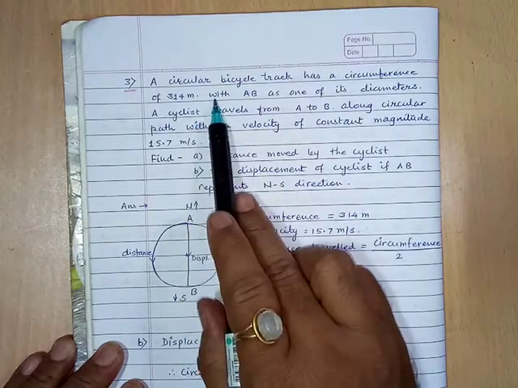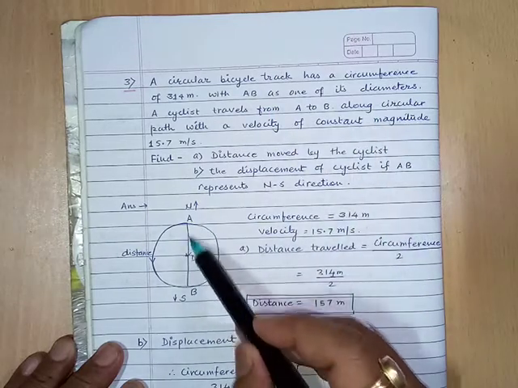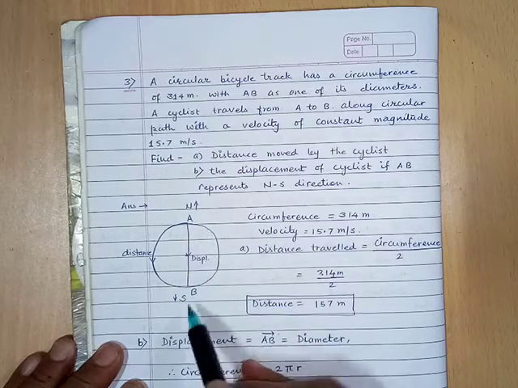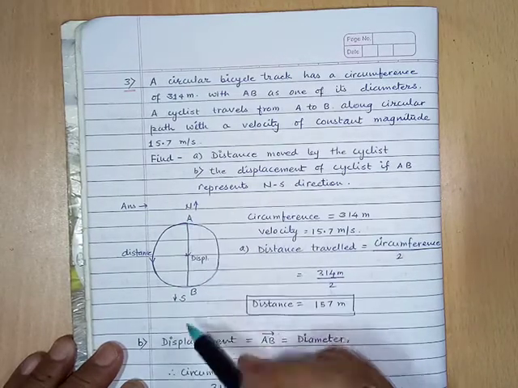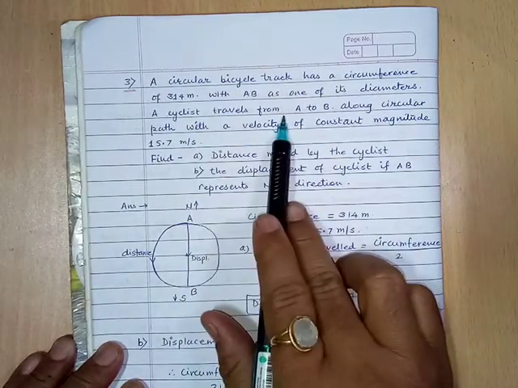Now with AB as one of its diameters, so we have drawn this AB as one of the diameters. We know that the upper side is nothing but the north side and the lower side is nothing but the south side. So I have represented here that this one is the north side and this one is the south side.